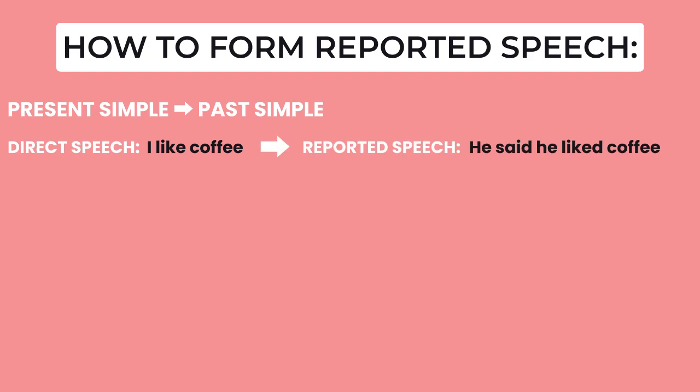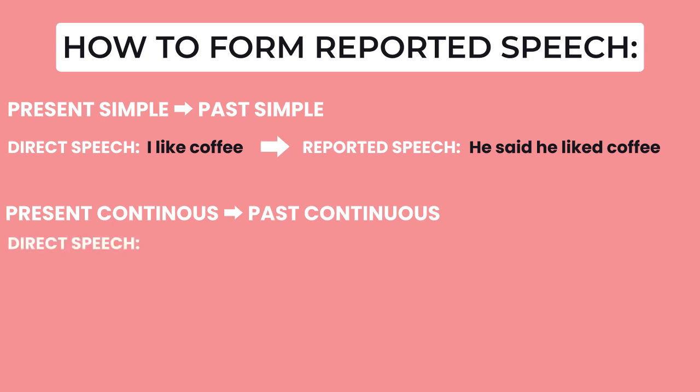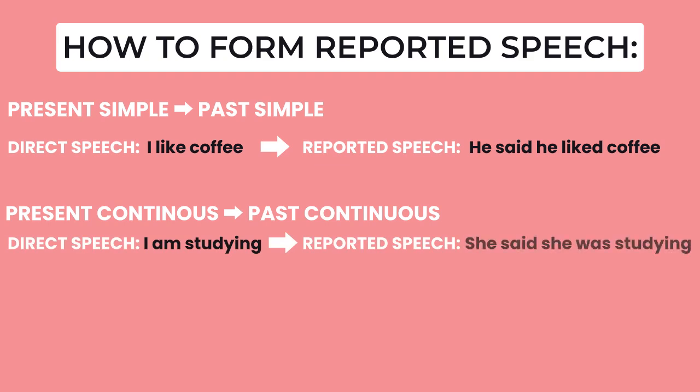See what happens to the verb? It's gone from the present simple into the past simple. Let's try another tense. Let's imagine the direct speech is, "I am studying." The reported version of this would be, "She said she was studying." The verb to be has gone back a tense. And finally, a common mistake.